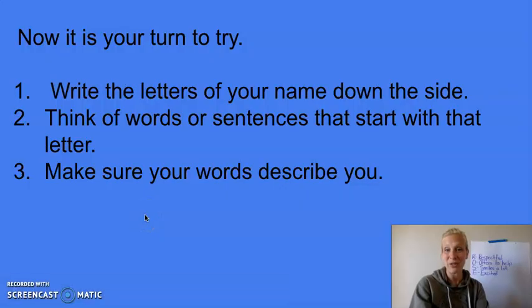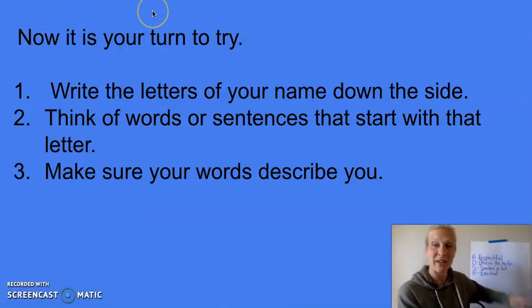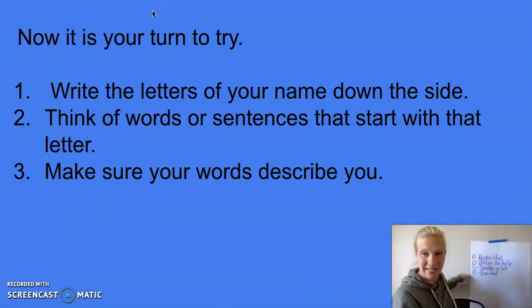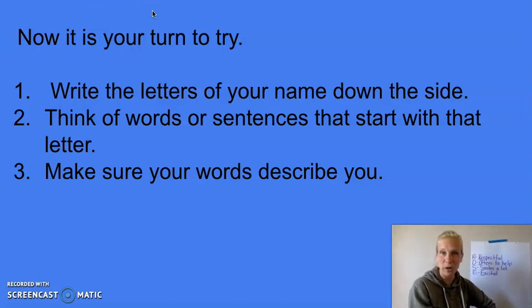Now it's your turn to try. I want you to start by writing the letters of your name down the side of your paper, one letter on each line, and then think of a word or sentence that starts with that letter and make sure that it describes you. Can't wait to see your acrostic poems.